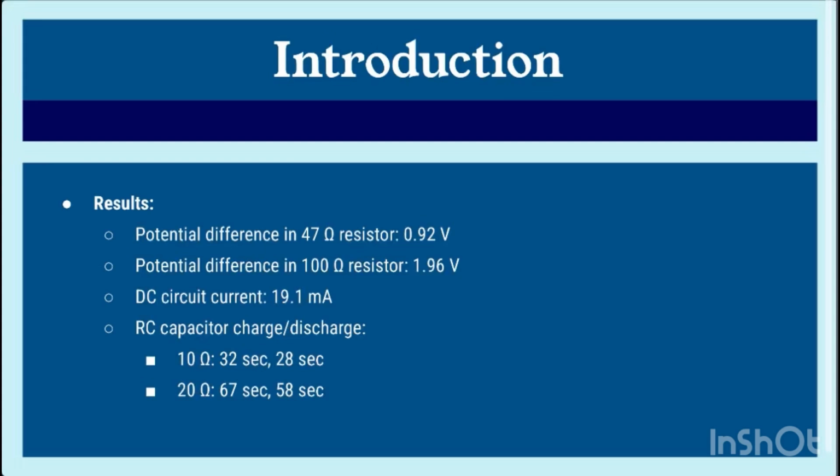So the potential difference in the 47 ohm resistor is 0.92 volts. The potential difference in the 100 ohm resistor is 1.96 volts. The DC circuit current was 19.1 milliamps, and the RC capacitor charge and discharge for the 10 ohm light bulb was 32 seconds charge and 28 seconds to discharge. And in the 20 ohm light bulb, it took 67 seconds to charge and 58 seconds to discharge.